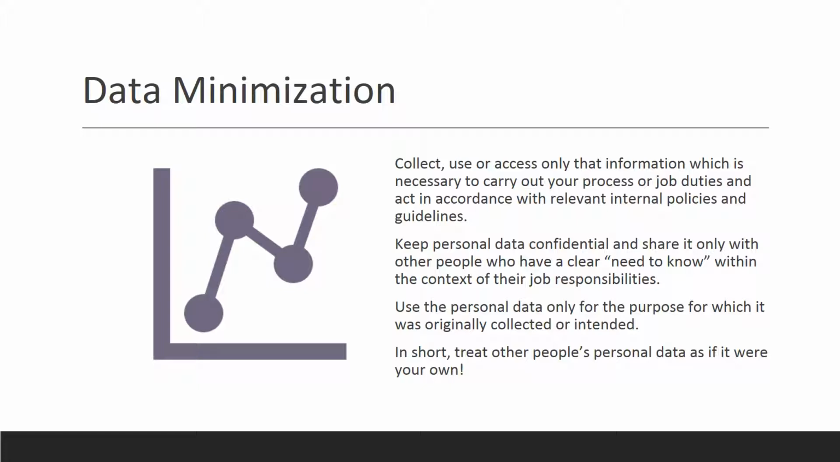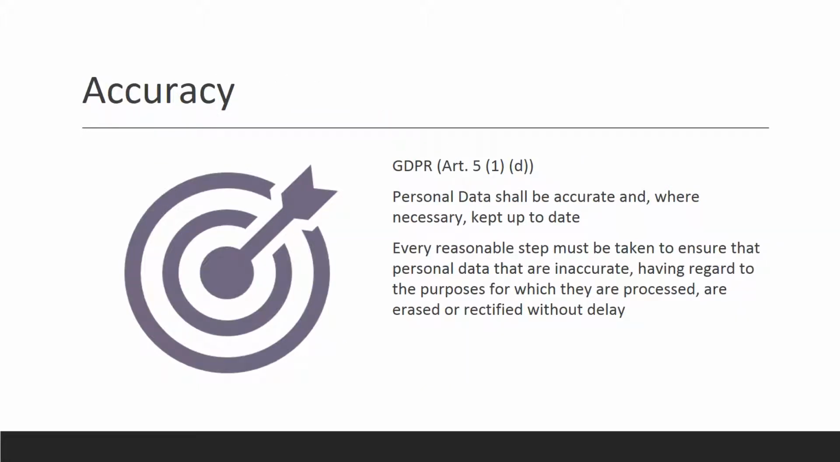Personal data shall be adequate, relevant, and limited to what is necessary in relation to the purposes for which they are processed, which is Article 5 of the GDPR. The fourth principle is accuracy. Personal data must be kept accurate and current. All necessary steps must be taken to achieve this. No inaccurate data should be kept, and any errors in data should be rectified as soon as they become known.